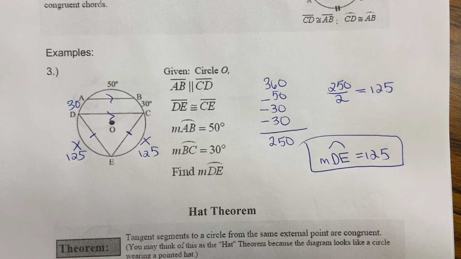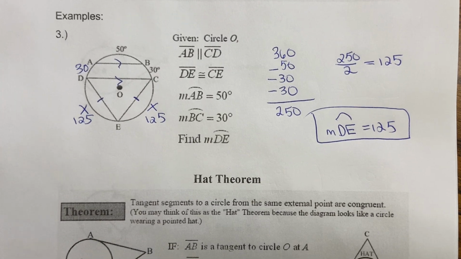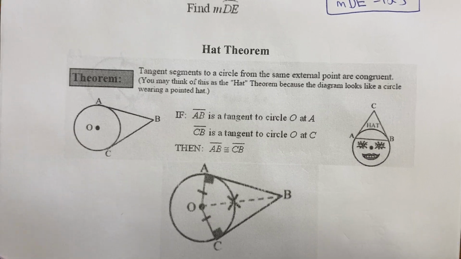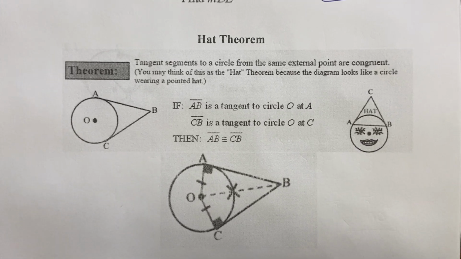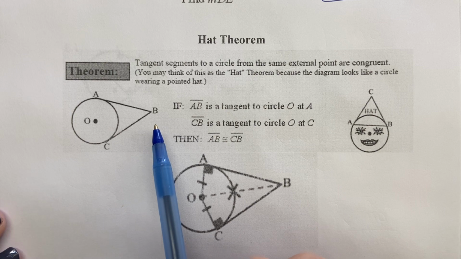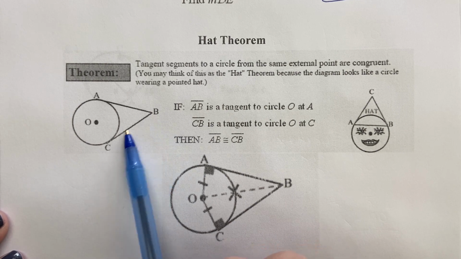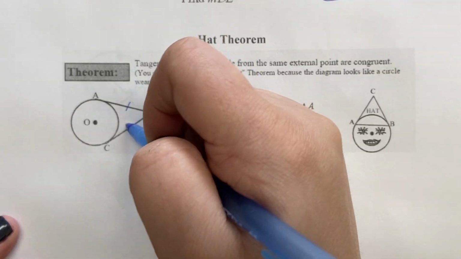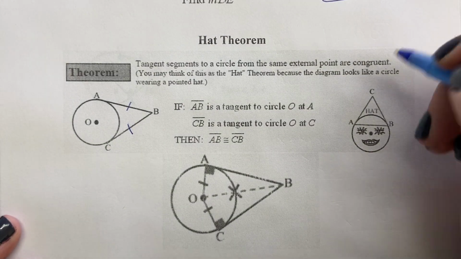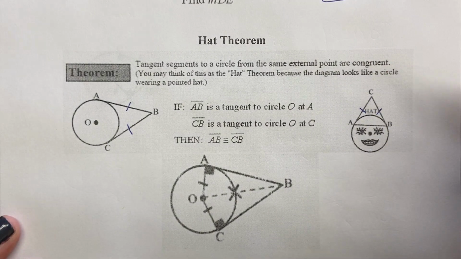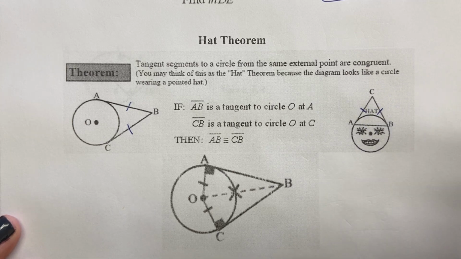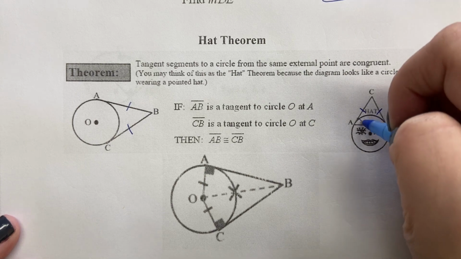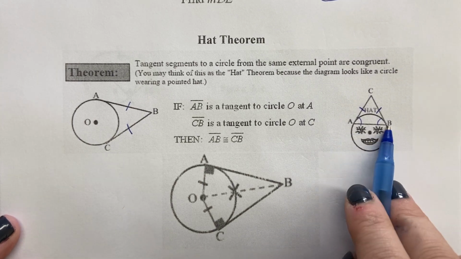And then the last theorem is called the hat theorem. A lot of people remember this. I call him the creepy hat guy. What you need to know is that if you have two tangents drawn, 1, 2, they end up being congruent to each other. If you can remember the creepy hat guy, the two sides of the hat will always be congruent. What that does every time is make an isosceles triangle where these base angles are congruent.